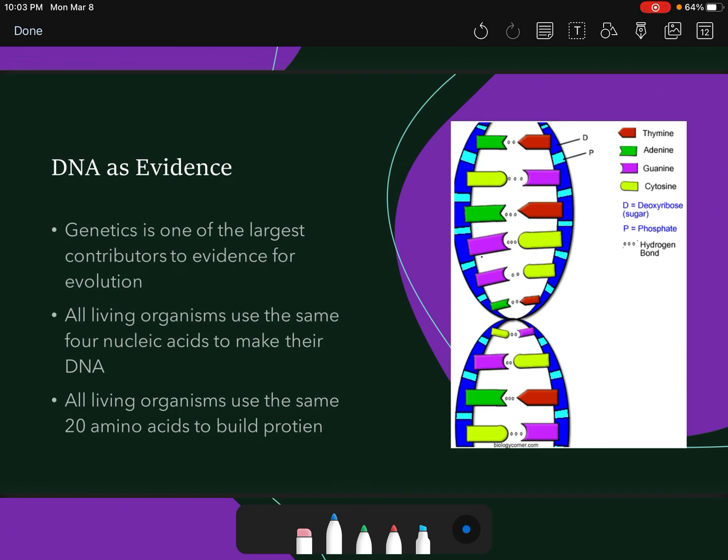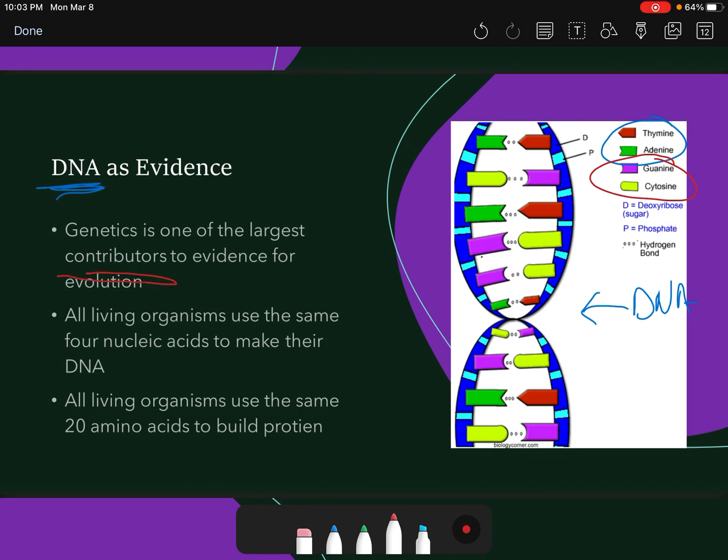Alright, so DNA as evidence. This is going to be the sixth and final piece of evidence that we are going to look at, and it covers a lot of genetics and DNA, as you might have imagined by the name. Hopefully you guys still remember some of what you learned from Miss Baltazar when you studied the DNA structure. Remember that thymine and adenine are always paired together, and guanine and cytosine are always paired together.